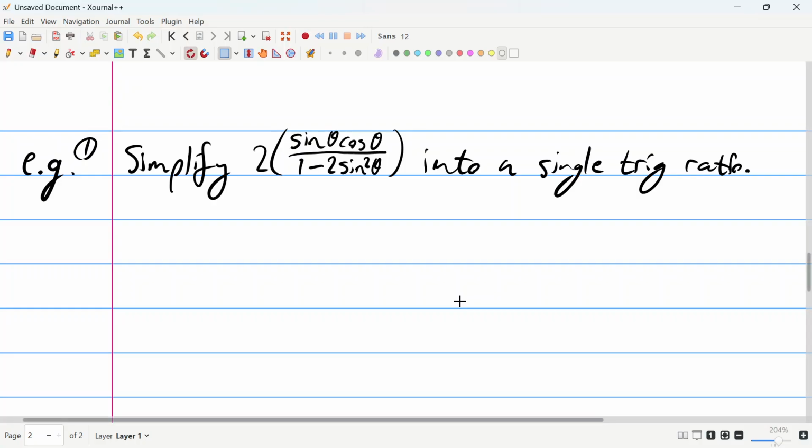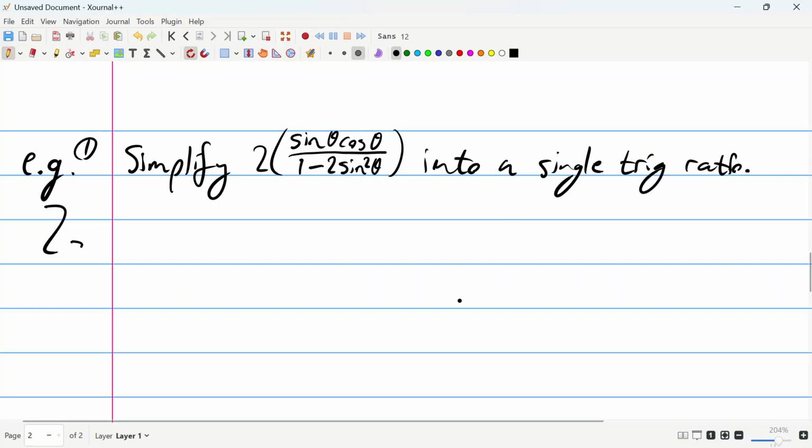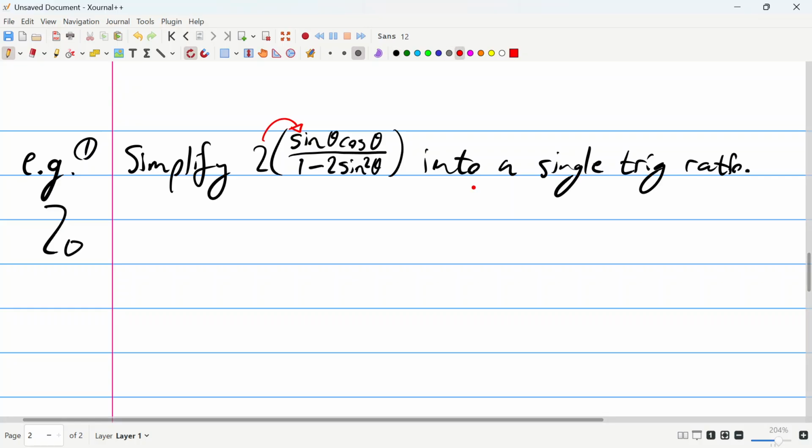Okay, so let's get into our first example over here now. So here is our first example. We need to simplify 2 multiplied by sine theta cos theta, divided by 1 minus 2 sine squared theta, into a single trig ratio. So first things first, what can we do? Well, there's 2 ways, and the first one is the easiest one. The first way, we can just take this into the fraction, okay?